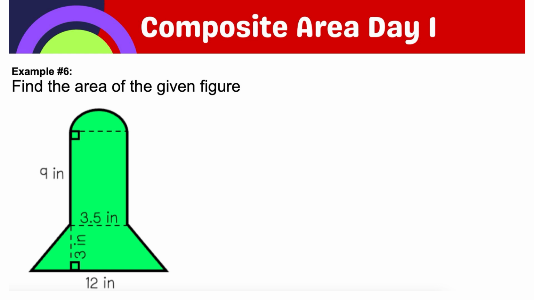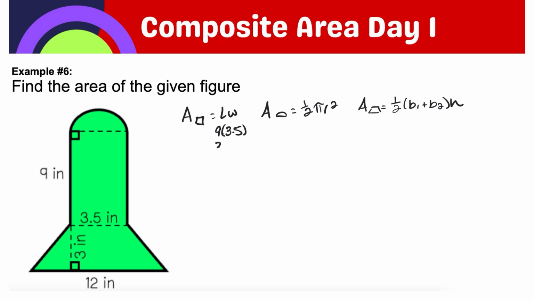Okay, so I see 3 figures in this one. I see a rectangle, which is length times width. I see a semicircle, which is 1/2 pi r squared. And I also see a trapezoid, which is the formula of 1/2 base 1 plus base 2 times your height. Starting with our rectangle, I know this looks like a complicated shape, but it's actually labeled really nicely. We have 9 times 3.5. So 9 times 3.5 is going to be 31.5 inches squared.